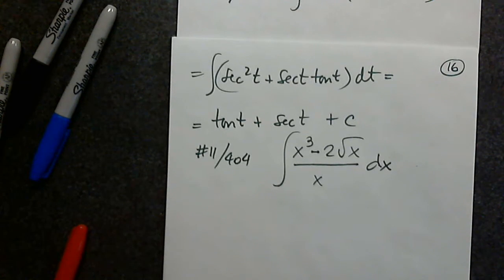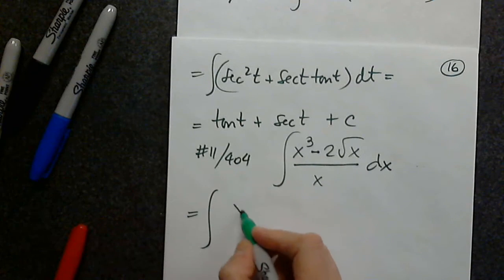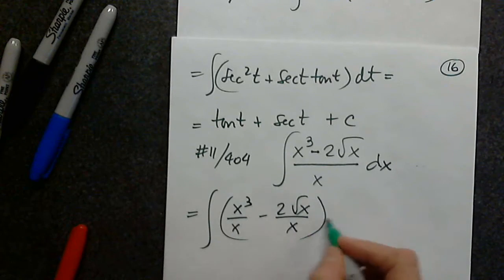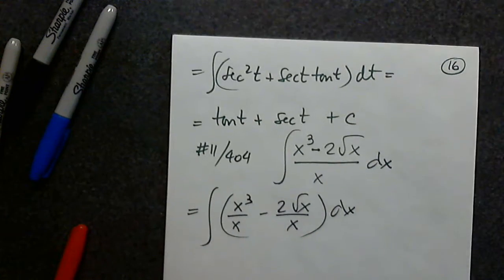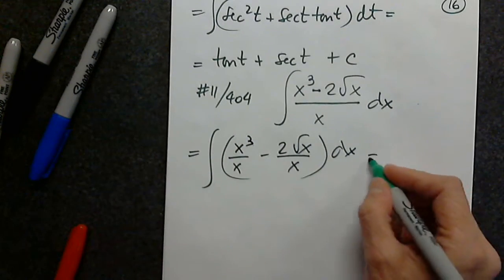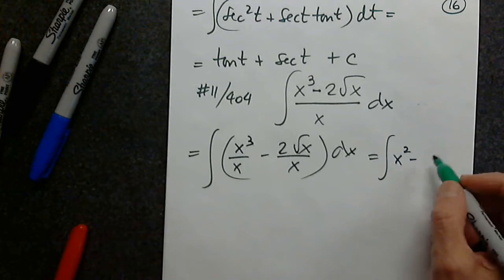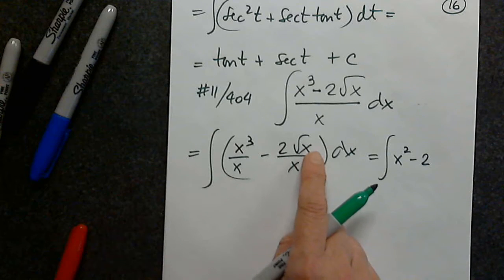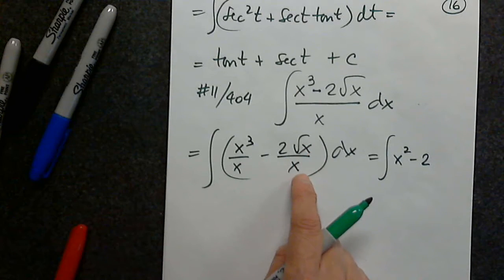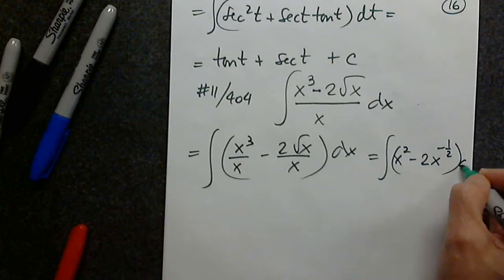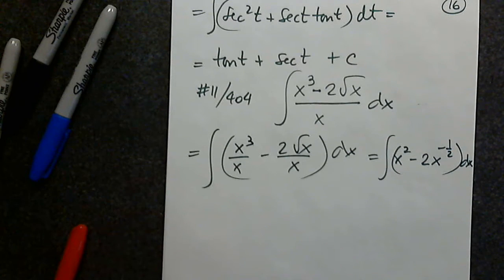Always. So then I have the integral from x to the third over x minus 2 the square root of x over x dx. Therefore, I have the integral from x squared minus 2. So this is power 1/2 minus 1. So this will be x to negative 1/2 dx. This is what I want to integrate. So power 1/2 minus 1 is negative 1/2.